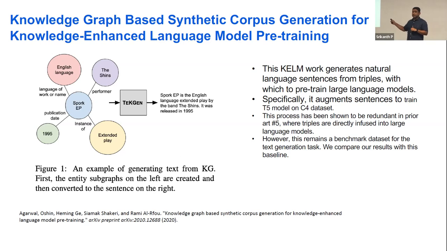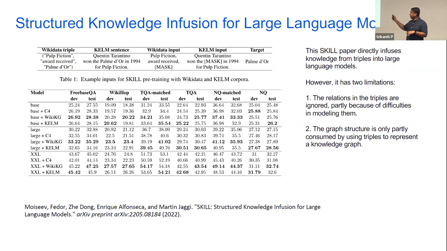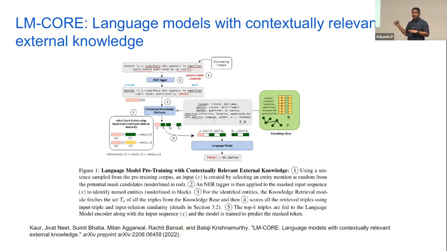The triples came from Wikidata. I'm just motivating our next work. This has been done on Wikidata and the C4 dataset in order to train T5. Then another paper came, which is called SKILL. This obviated the need for generating natural language sentences. Instead, they showed that you can directly infuse knowledge from triples. And why we are doing this is motivated here. For large language models, whether it's Legal BERT or another, one question is how it stays valid next year. So should we retrain the model?